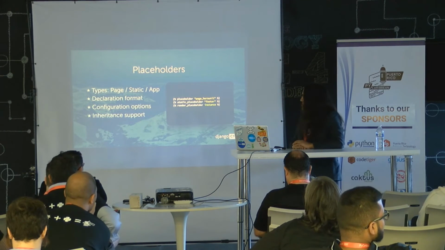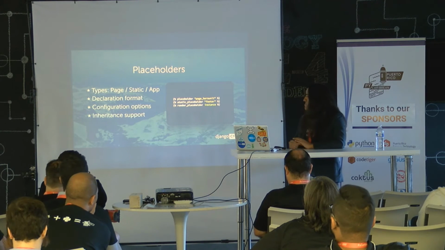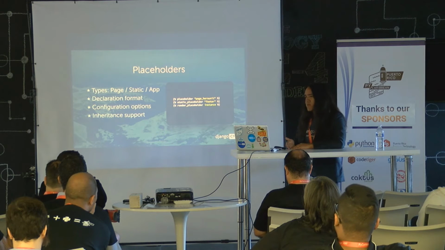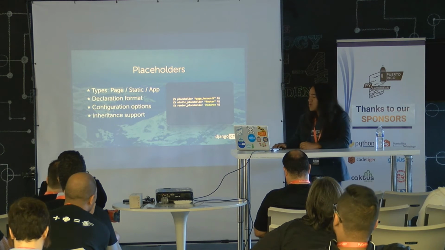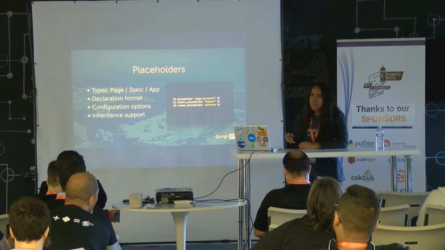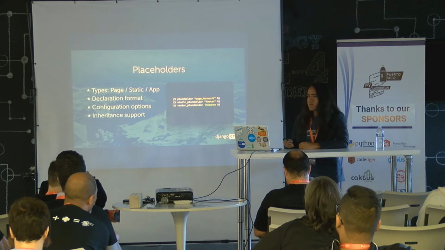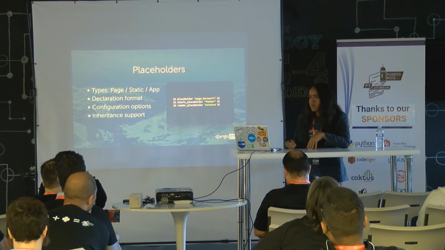placeholders. There are 3 types of placeholders. The first one is the one that you saw in the template. It's called a page placeholder. A page placeholder is bound to a page. It will only work in the context of a page. So for each page, the same placeholder will have different content. So if you have an about page and a theme page, and both have a sidebar placeholder, the content will be different each time.